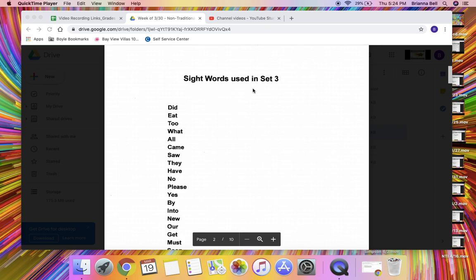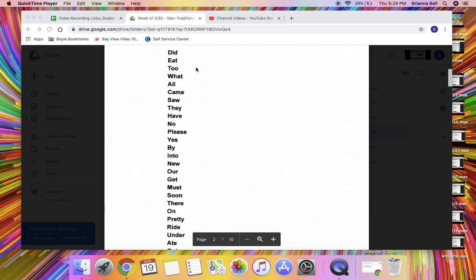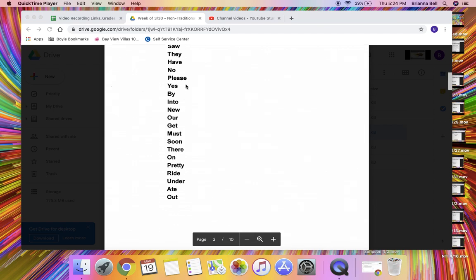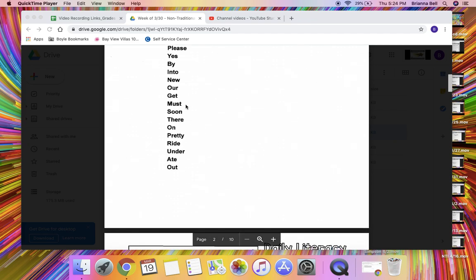Your first page is sight words used in set 3. The words are did, eat, to, what, all, came, saw, they, have, no, please, yes, by, into, new, our, get, must, soon, there, on, pretty, ride, under, ate, and out.